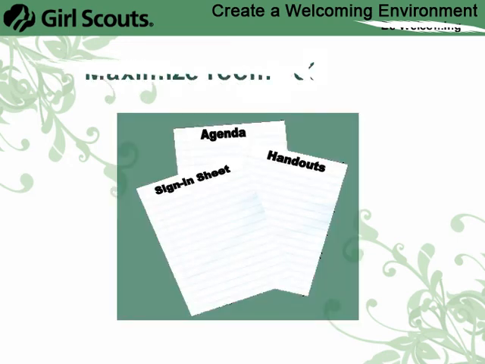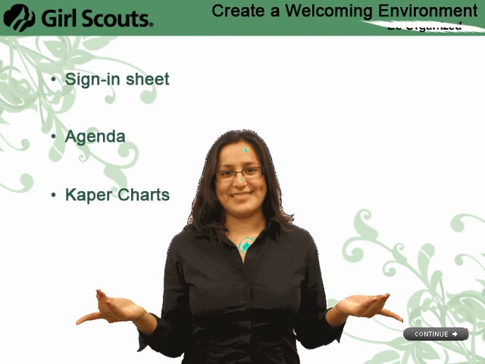Also, be sure to set up a table by the entrance of your meeting space and provide all of the materials there for members to collect as they enter, as well as a sign-in sheet. Not only are these items important to make your meeting participants feel comfortable, having these materials at the entrance can help you to be organized.